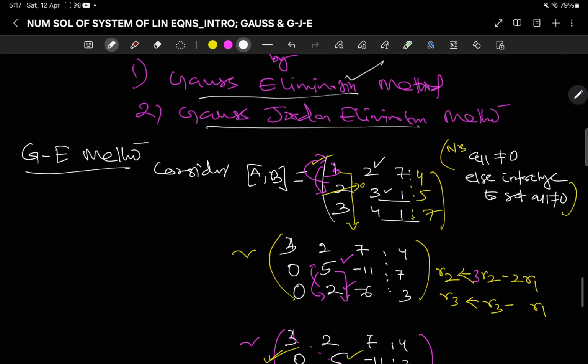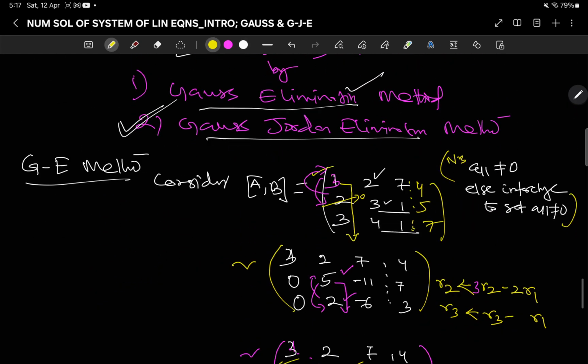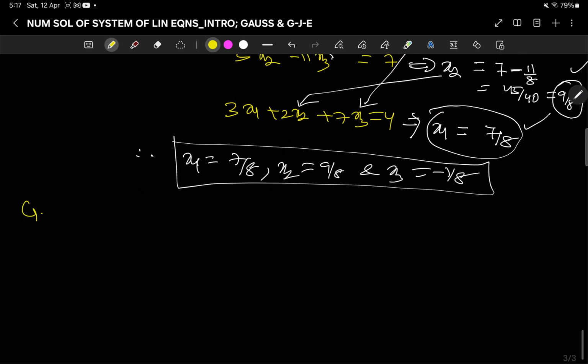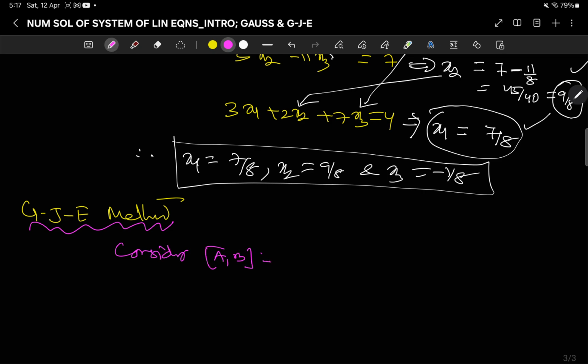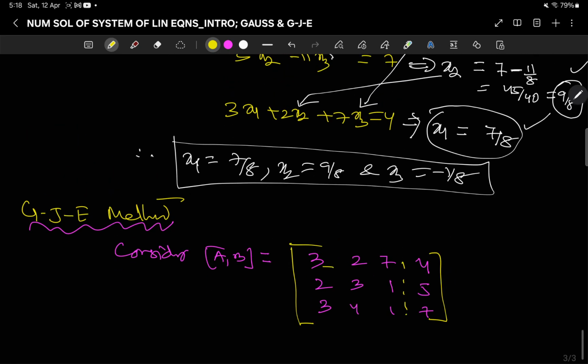Now let us solve the same problem by Gauss-Jordan elimination. By this Gauss-Jordan elimination method, we consider the same augmented matrix: 3 2 7 4, 2 3 1 5, 3 4 1 7. The first step is the same here, because you use this to bring this position to 0 and bring this position to 0.